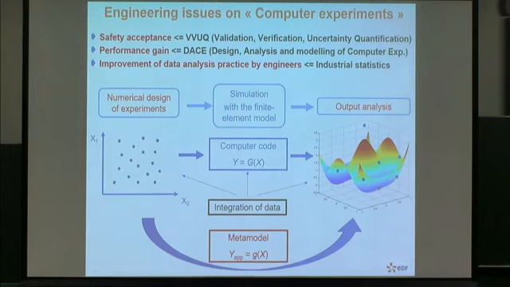Here I would like to talk about also several things. One of the goals can be a goal of safety acceptance, and in this case the very important word is VVUQ. We have, of course, to prove that our computer model is validated, is verified in terms of numerical analysis, and we have to give a result with some uncertainties that has to be qualified also.